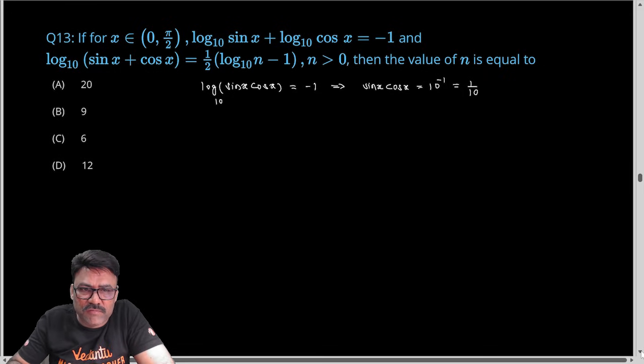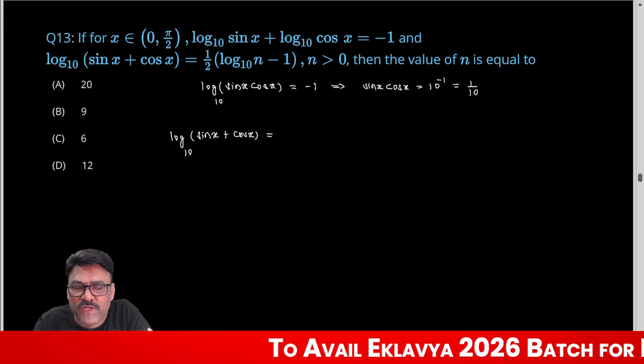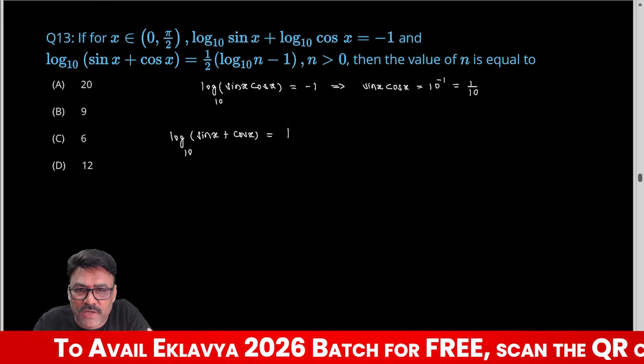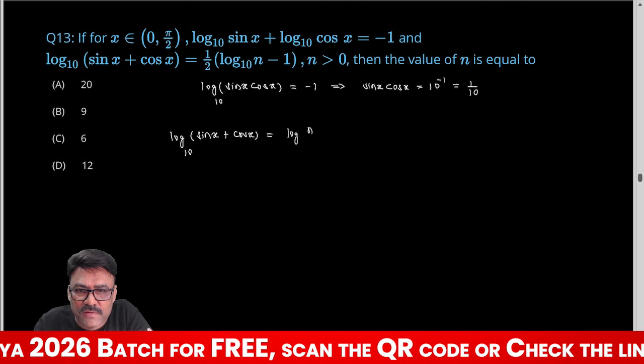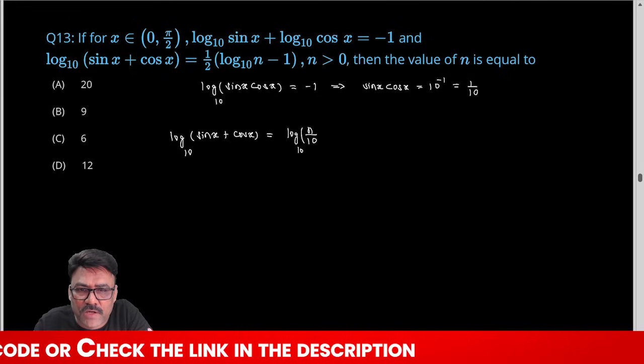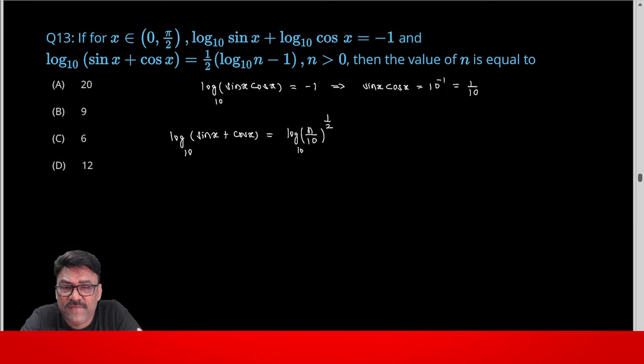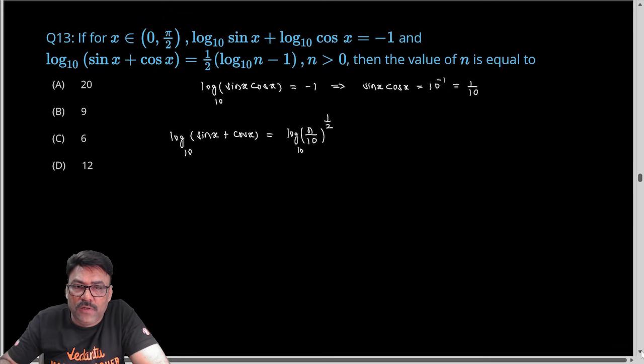Now let's simplify the second equation. The second equation, I have log of sin x plus cos x with the base 10. And on the right side, 1 can be written as log 10 with the base 10. So on the right side, I can write log n by 10 with the base 10. And half can be taken in the power. So the right side can be written like this: log n, 1 can be written as log 10. So log n minus log 10 is log n by 10, and then half taken in the power.